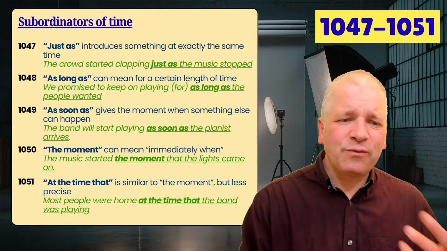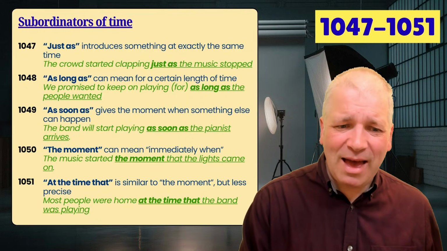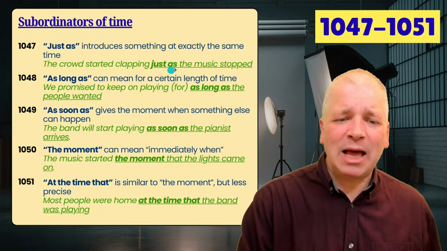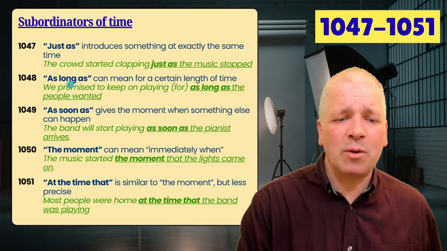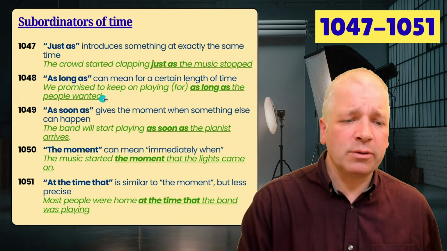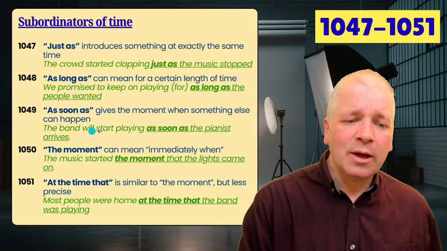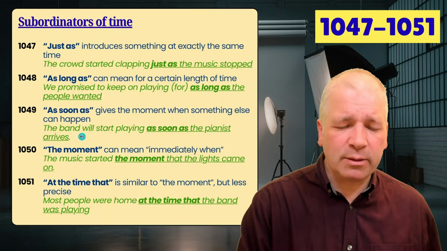But here are some more advanced subordinators of time. Just as, which introduces something at exactly the same time. The crowd started clapping just as the music stopped. As long as can mean a certain length of time. We promised to keep on playing for as long as the people wanted. As soon as gives the moment when something else can happen. The band will start playing as soon as the pianist arrives.